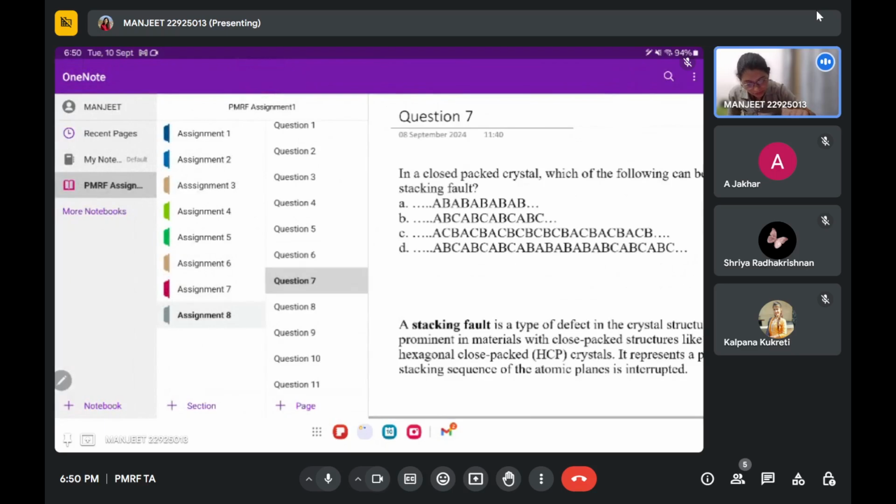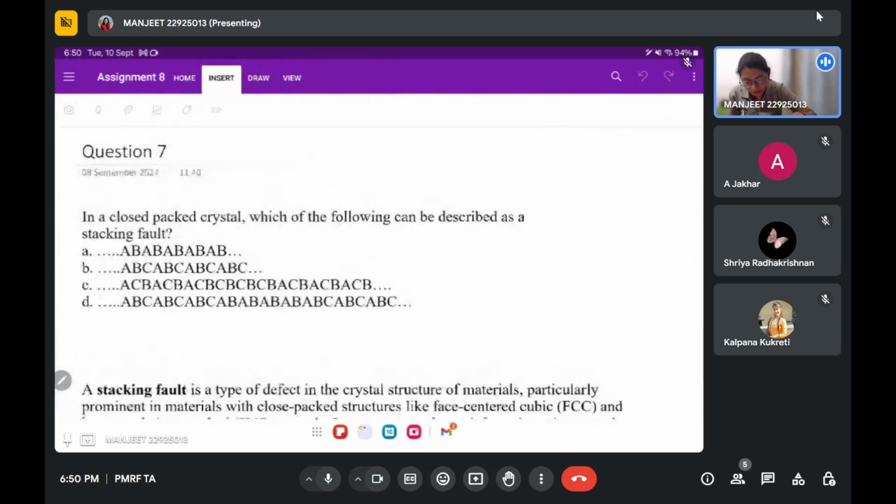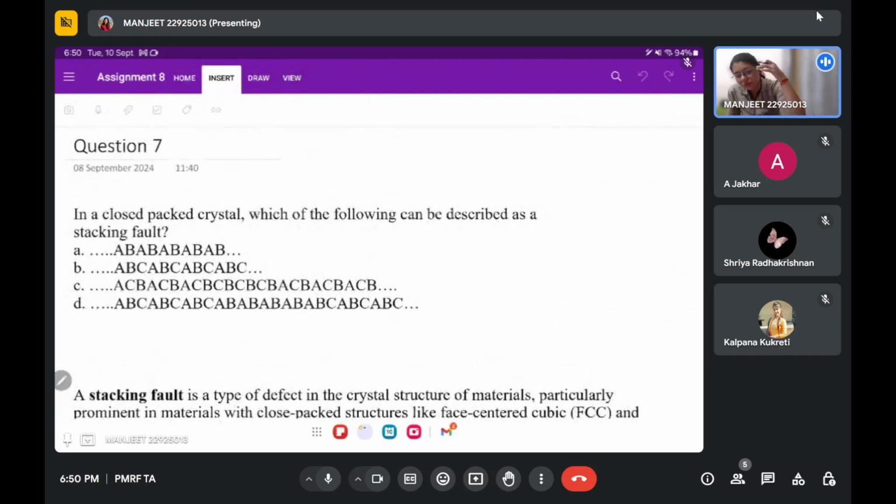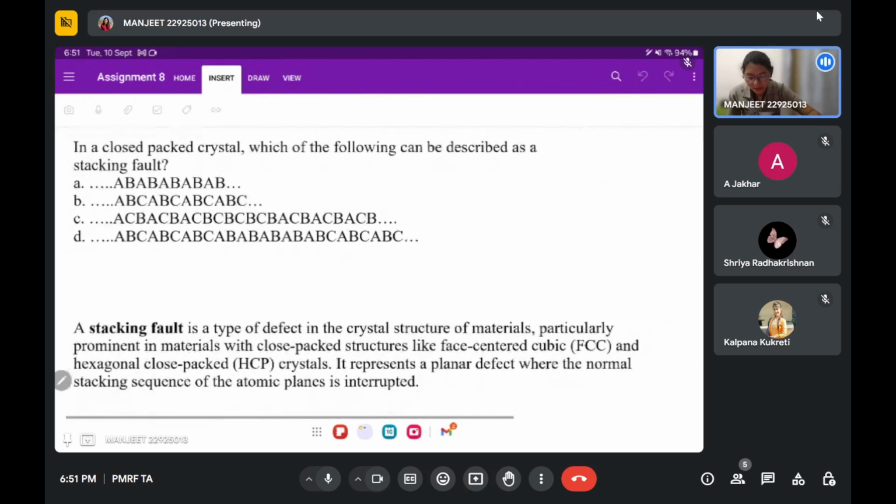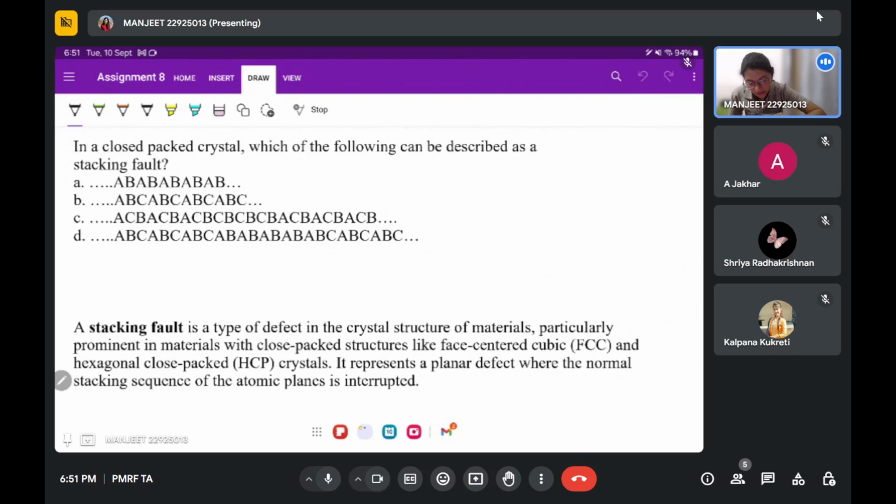Let's move to question number 7. In a close packed crystal, which of the following can be described by a stacking fault? In the A part it's AB, AB, AB, AB. In the B part it is ABC, ABC, ABC, ABC. In the C part it is ACB, ACB, ACB, then CBC, BCB, ACB, ACB, ACB. So there is a change here also. In the D part also ABC, ABC, ABC, AB, AB, then again AB, AB, then ABC, ABC, ABC.